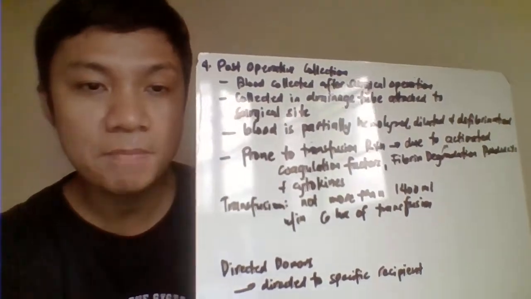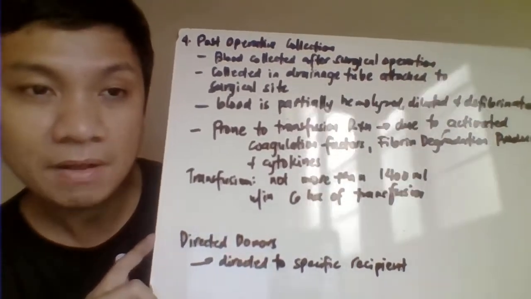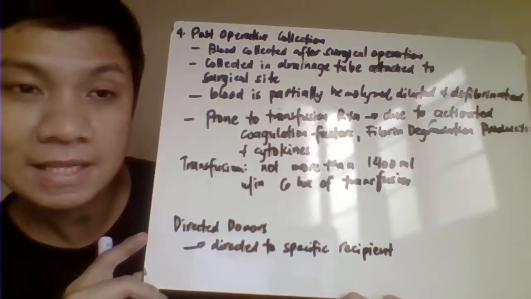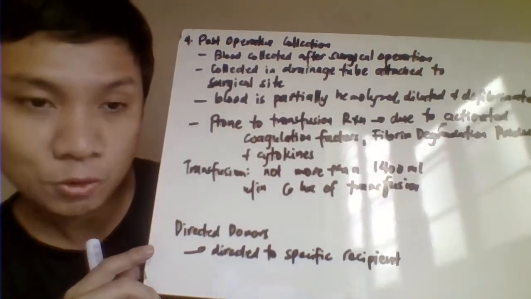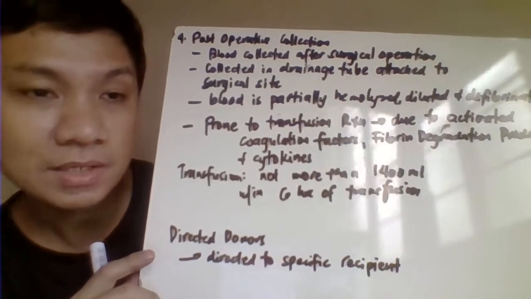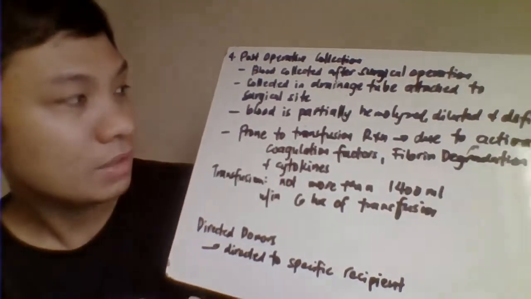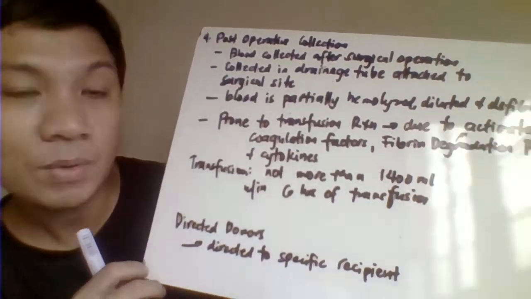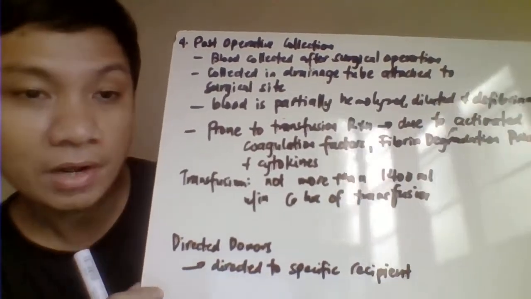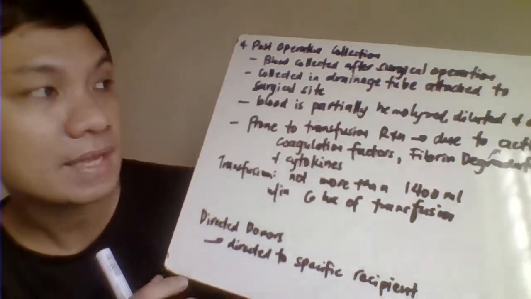Okay, the last type of autologous donation is the postoperative collection procedure. From the words postoperative collection, your blood is collected after the surgical operation, from the surgical drainage tube attached to your surgical site. The blood collected with this type of autologous donation is partially hemolyzed, defibrinated, and partially diluted. This one is prone to transfusion reaction because the blood might be contaminated with activated coagulation factors, fibrinogen degradation products, or even cytokines.